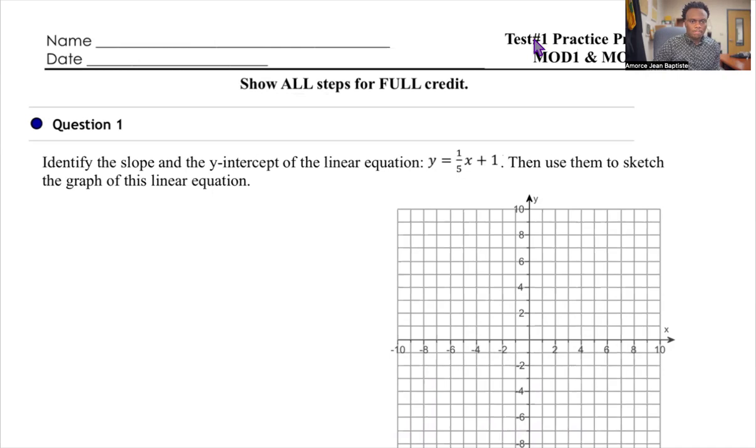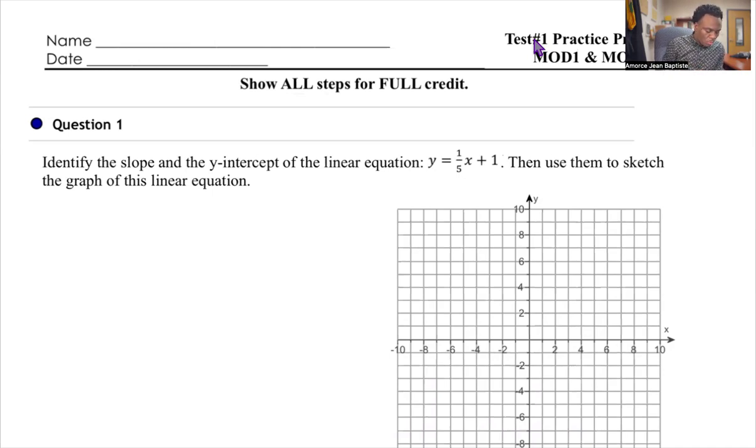So that's the test one practice problem for your college intermediate algebra test one. Test one. So let's start with this problem. Question number one.